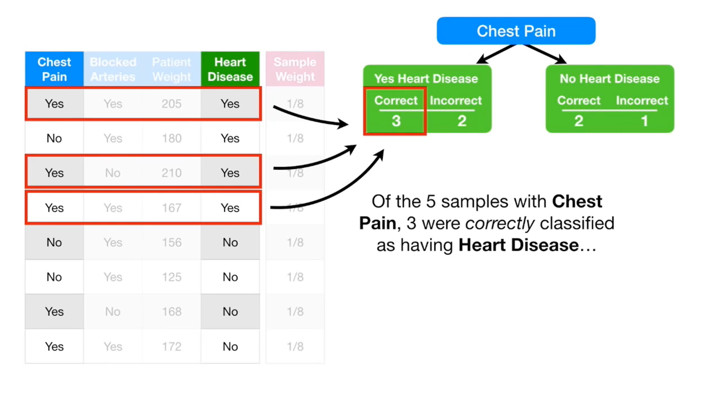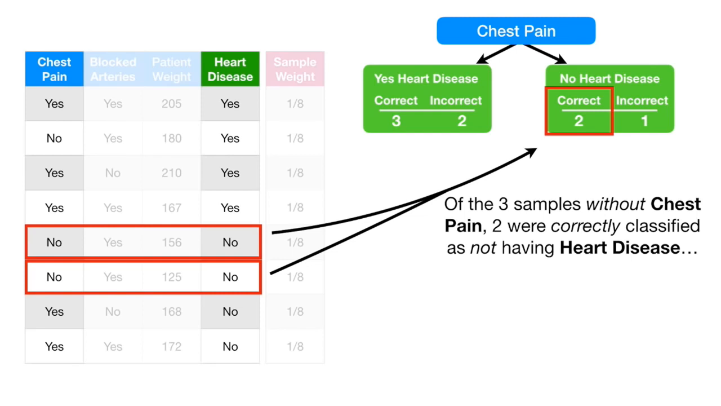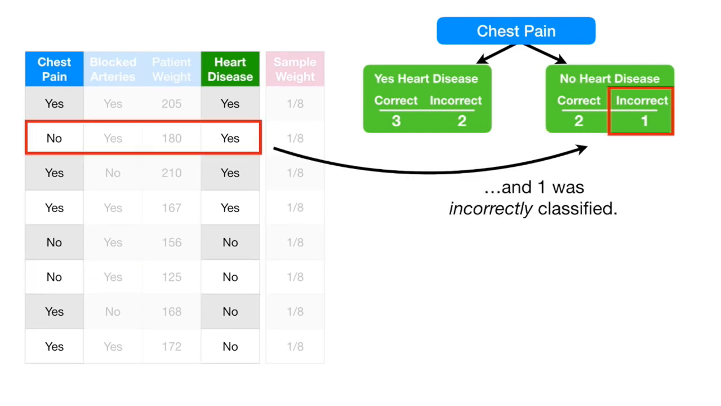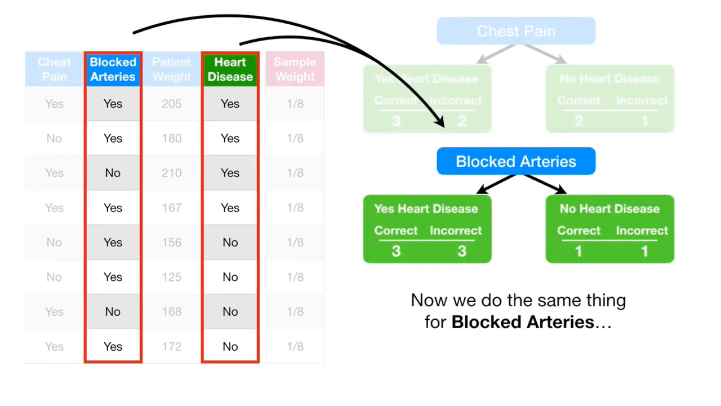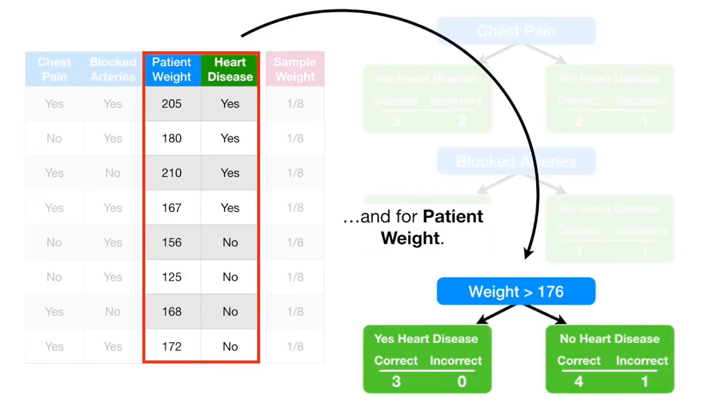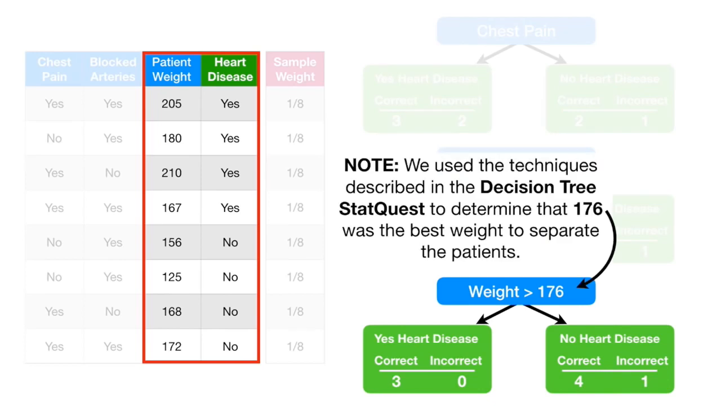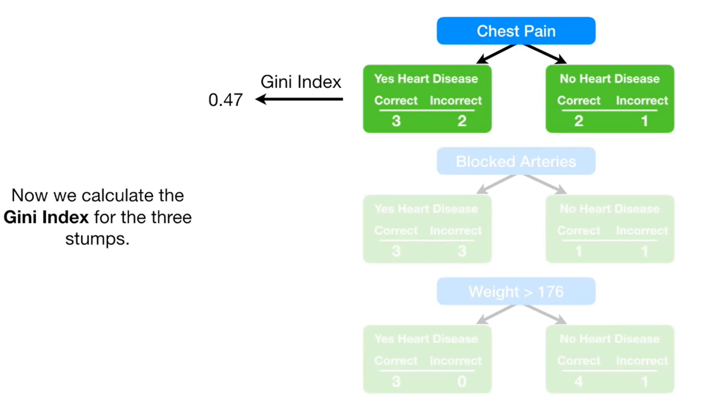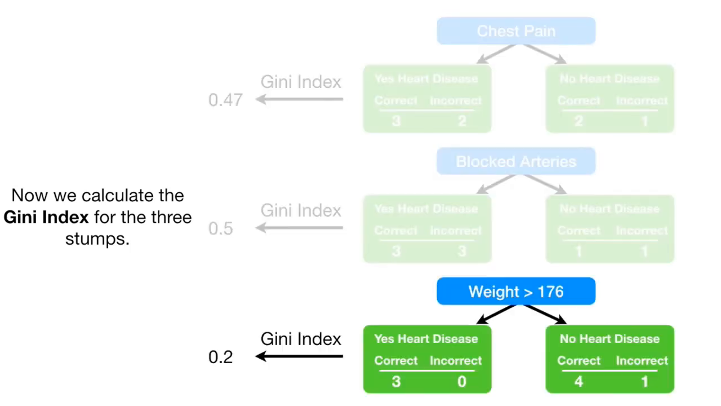We start by seeing how well chest pain classifies the samples. Of the 5 samples with chest pain, 3 were correctly classified as having heart disease and 2 were incorrectly classified. Of the 3 samples without chest pain, 2 were correctly classified as not having heart disease and 1 was incorrectly classified. Now we do the same thing for blocked arteries and for patient weight. Note, we used the decision tree techniques to determine that 176 was the best weight to separate the patients. Now we calculate the Gini index for the 3 stumps. The Gini index for patient weight is the lowest.